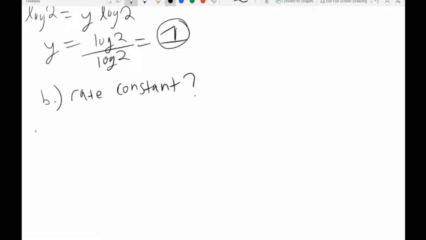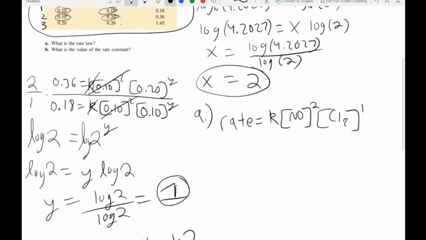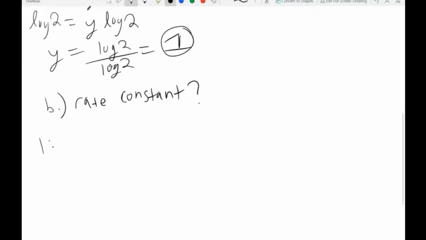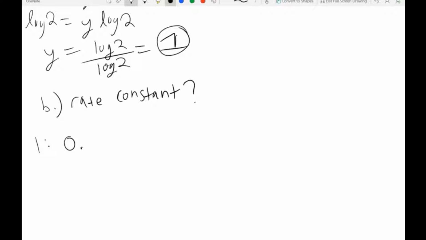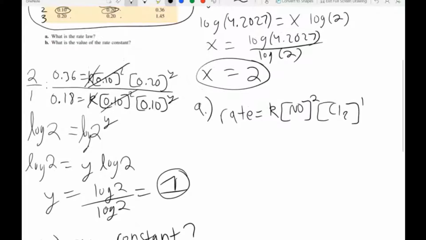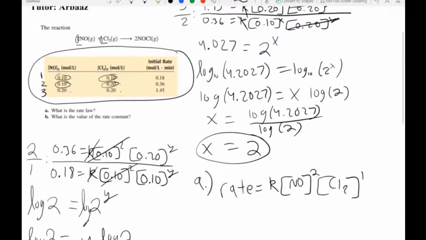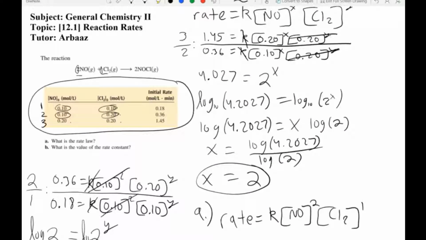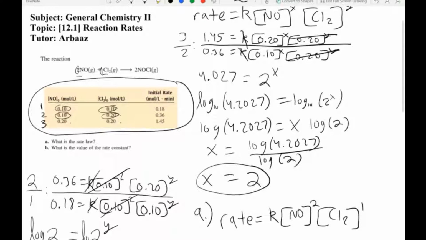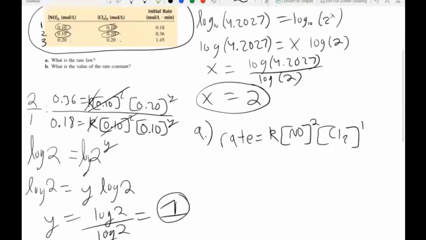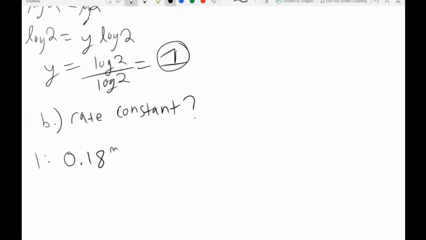So let's just use condition 1 as an example. So the rate, 0.18, equals, and this time let's go ahead and use our actual units, because then it'll also help us figure out the units for the rate constant. And so the units for the rate is molarity over time, or moles over liters times minute. So we'll go ahead and put that.